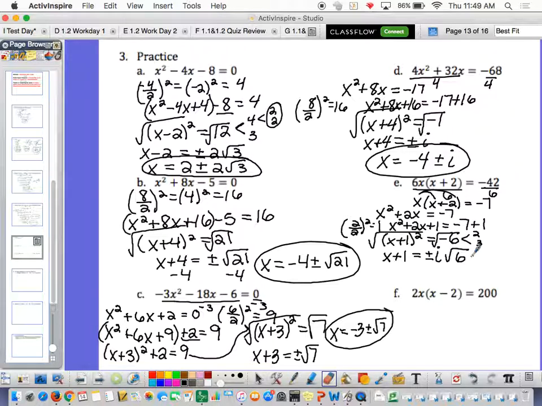Okay, then we can subtract 1. So x is equal to negative 1 plus or minus i times the square root of 6.